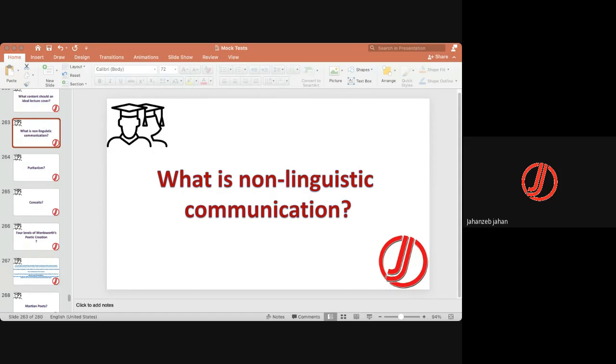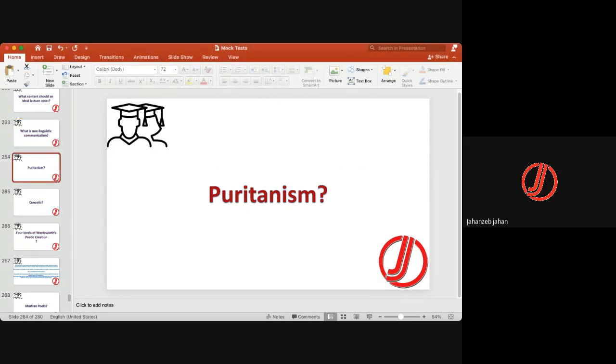This has got nothing to do with the words themselves, but how you pronounce them, or what your expressions are, how you take your pauses, what your non-verbal movement is. All those things are included in this. So these are non-linguistic features. So the next question is Puritanism.